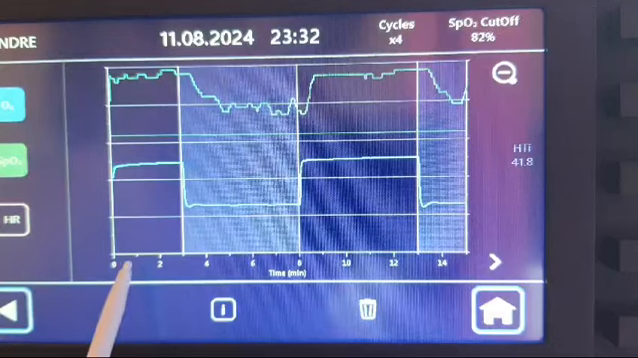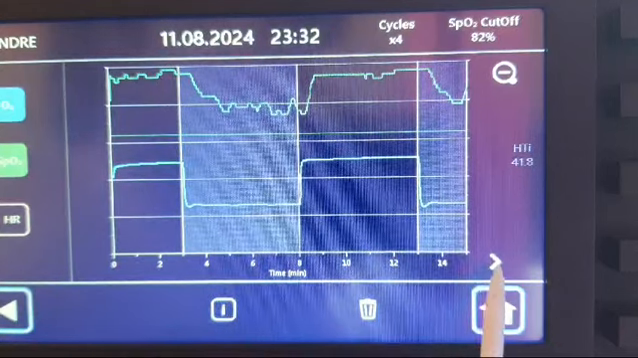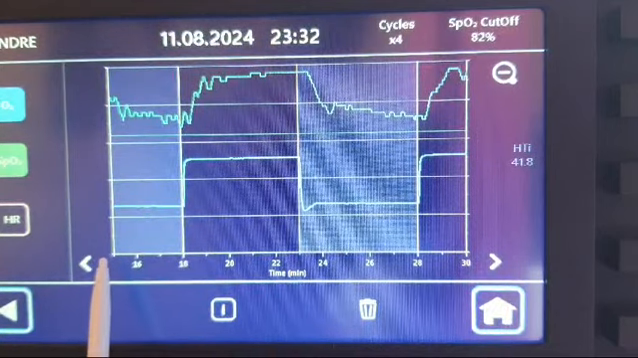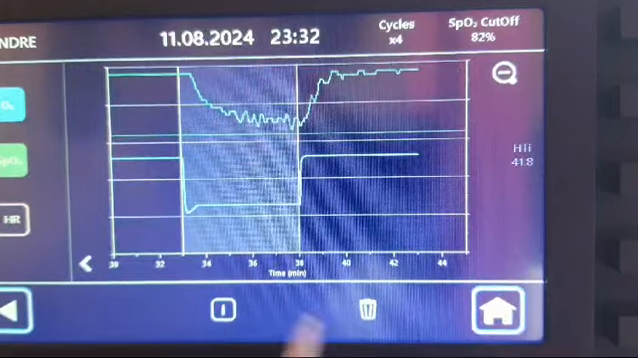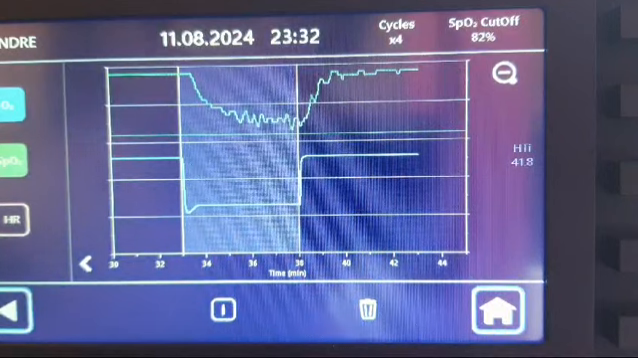This first section includes the first 15 minutes of breathing. If you press the arrow to the right, it will show between minute 15 and minute 30, and then again minute 30 to the end of the treatment. The treatment ended at 43 minutes. That was the total duration of the treatment.